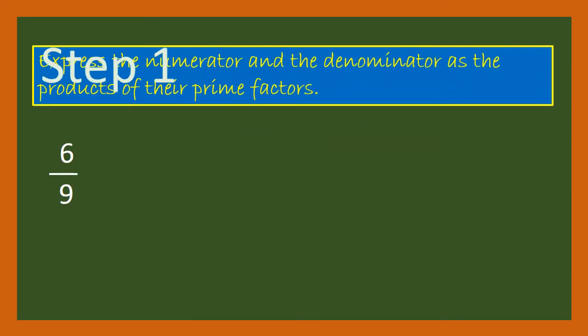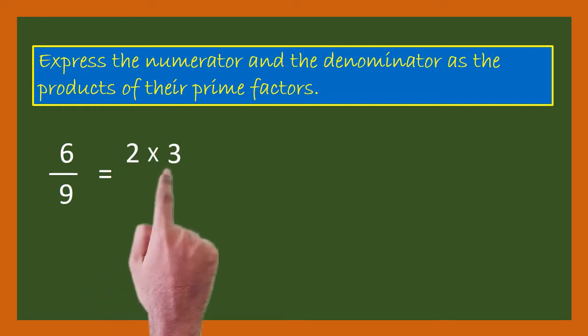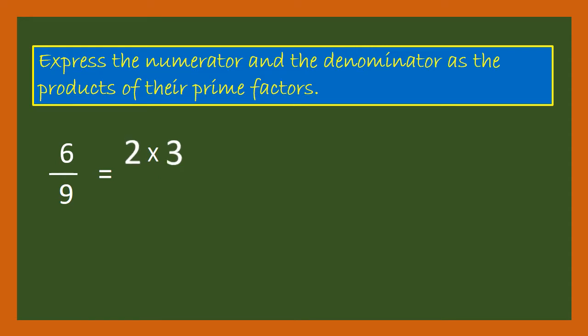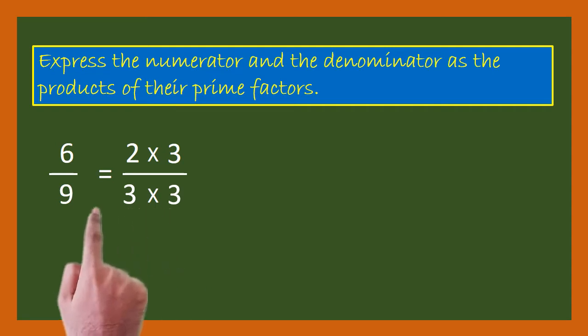The first step is to express the numerator and the denominator as the products of their prime factors. The prime factors of 6 are 2 and 3. As 2 3s are 6, 2 and 3 are the prime factors of 6. Prime factors of 9 are 3 and 3. As 3 3s are 9, 3 and 3 are the prime factors of 9.